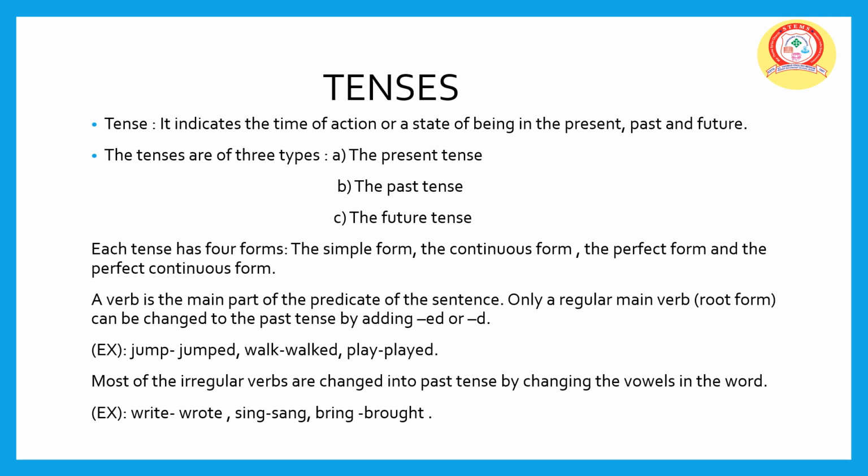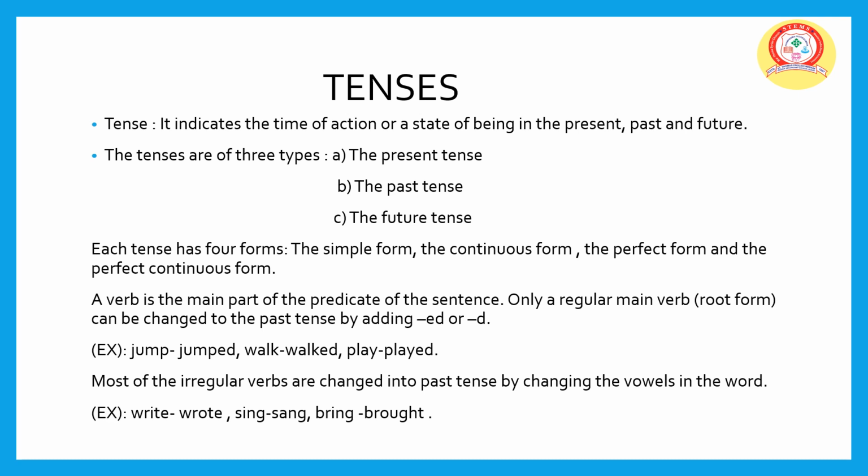Now what is a tense? It indicates the time of action or a state of being in the present, past and future. So tenses mean it's a time of action. It can be in the present, past or future. The tenses are of three types: the present tense, the past tense and the future tense.